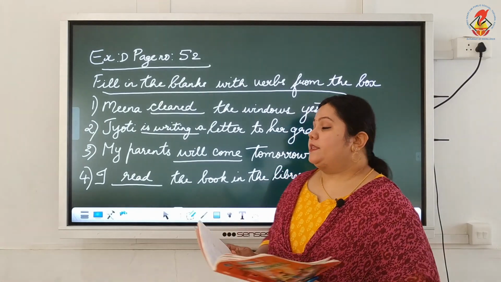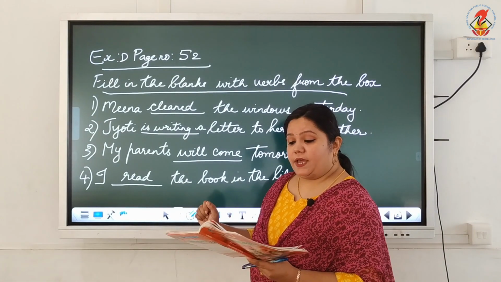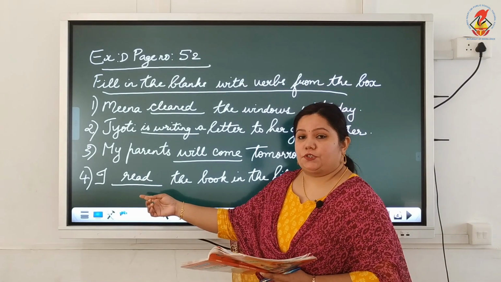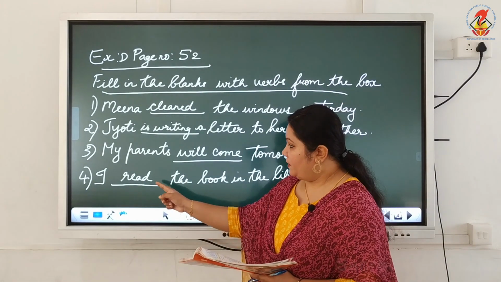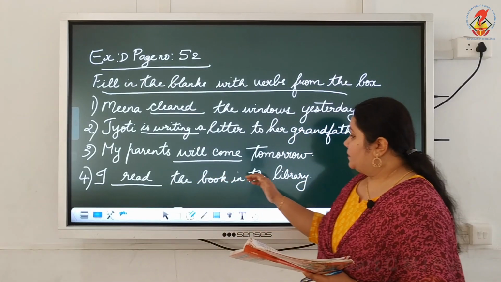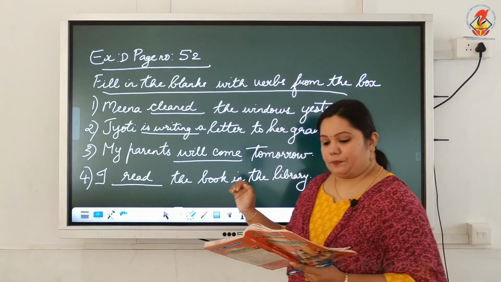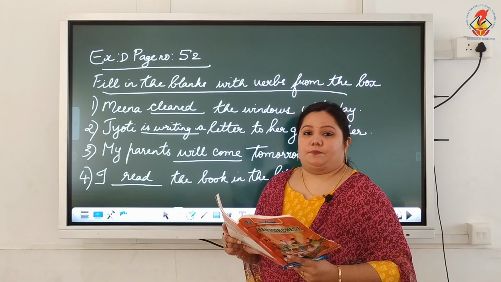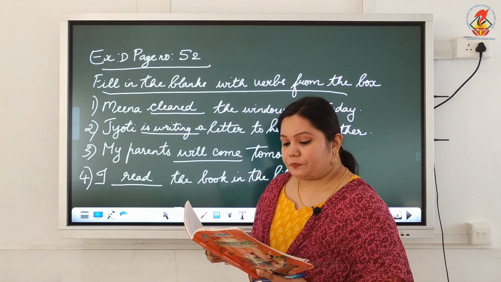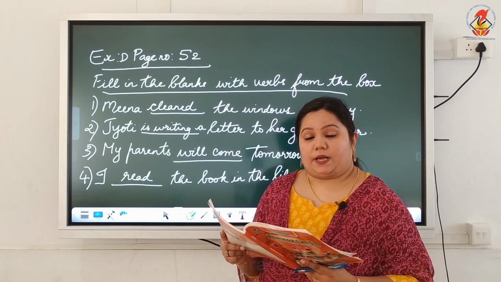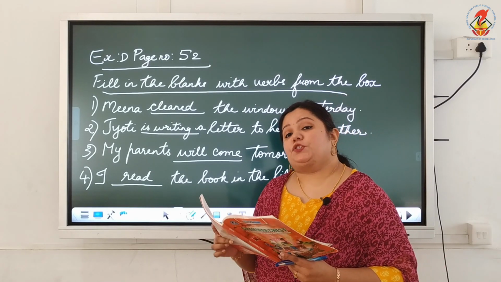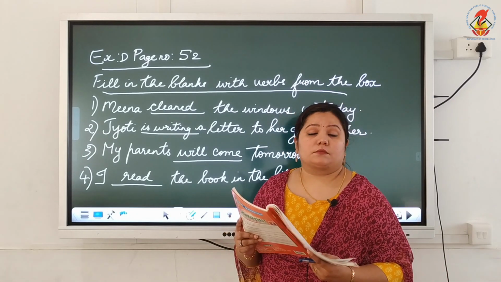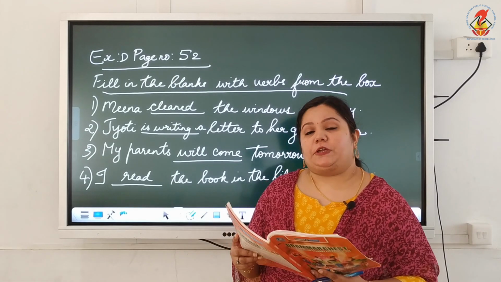Okay. Then the next one, I dash the book in the library. The action read, we have to write over here. So I read the book in the library. Okay. Sorry children. We can say I read the book in the library. Similarly, you have other sentences also from which you have to take the verbs given in the box over here and then you have to fill accordingly.